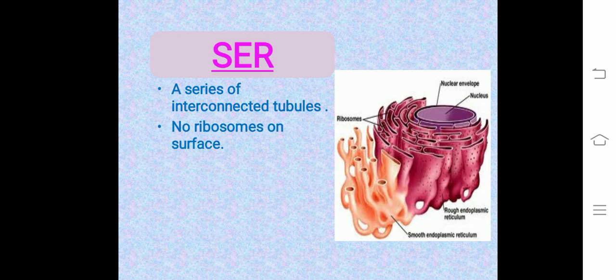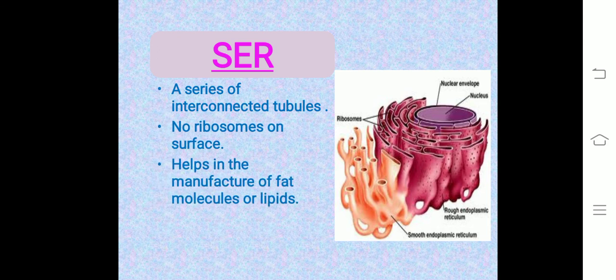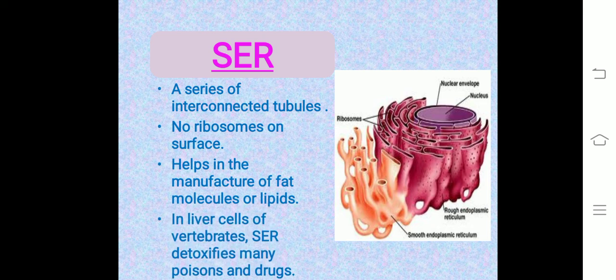Smooth endoplasmic reticulum. Smooth endoplasmic reticulum is a series of interconnected tubules. There are no ribosomes attached on their surface. A smooth endoplasmic reticulum helps in the manufacture of fat molecules or lipids. In liver cells of vertebrates, smooth endoplasmic reticulum detoxifies many poisons and drugs.